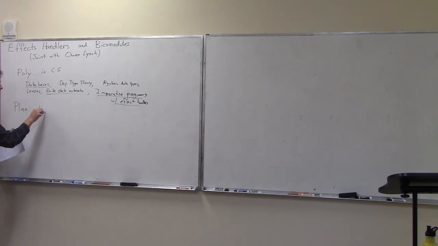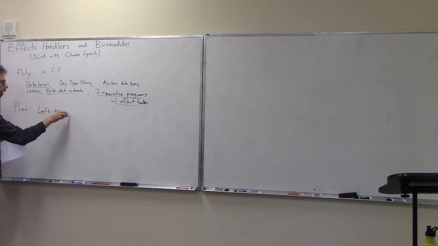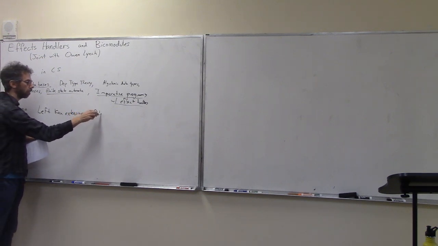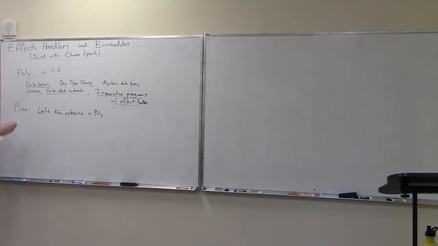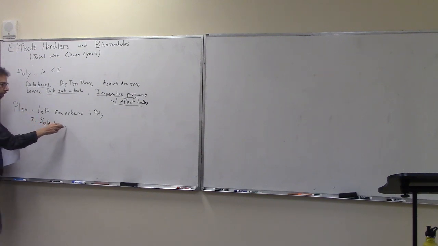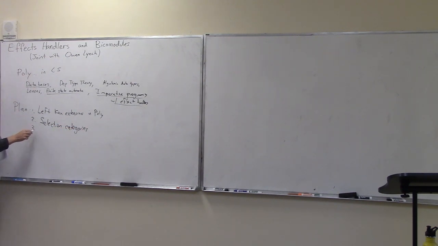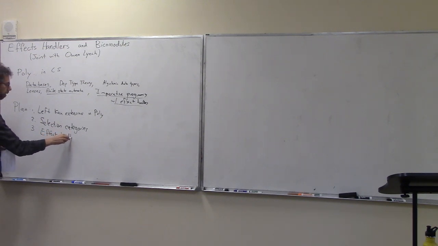So the plan is first to talk about left Kan extensions in poly. Poly has all sorts of structures, but one is that it has left Kan extensions. Two, something I call selection categories, which I thought were a weird way of constructing new categories from old, but it turned out they're very relevant for this story. And three, how effect handlers work.